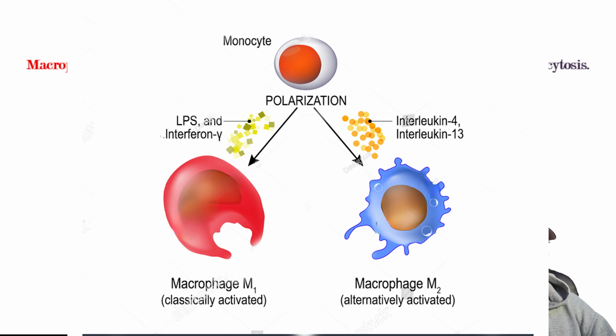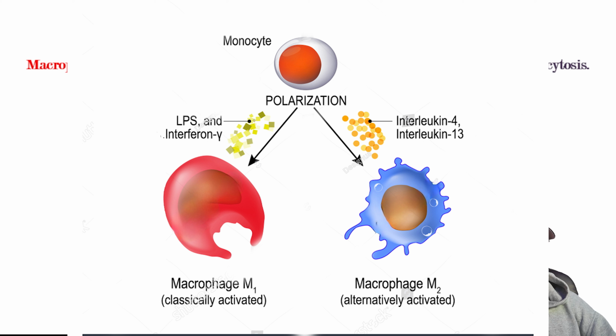Macrophages can be polarized into two main types based on the signals they receive. The first is M1 macrophages. These are pro-inflammatory macrophages which produce inflammatory cytokines and help combat pathogens. An example is in the early stages of acute inflammation, M1 macrophages are involved in the pathogen clearance.